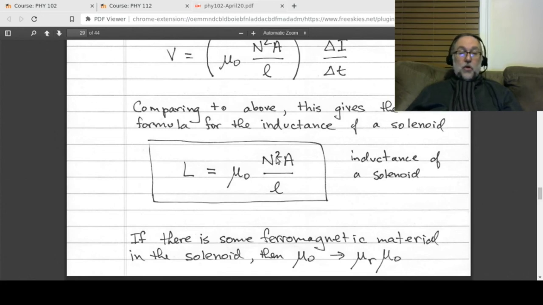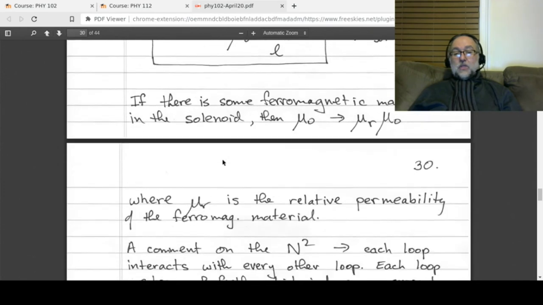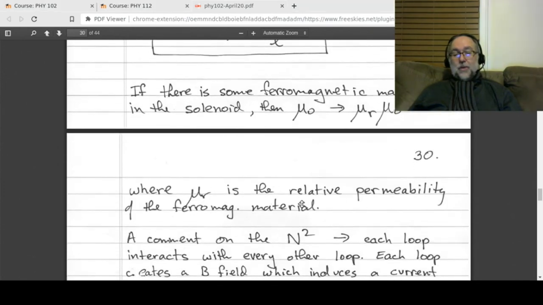But remember, with a solenoid, you can actually put a ferromagnetic core in the middle of it, and if you do, you change that mu naught, you enhance the mu naught. So if there's a ferromagnetic material inside the solenoid, you replace the mu naught with mu r times mu naught, where this mu r is just known as the relative permeability of the ferromagnetic material. We saw a problem like that before, okay? And we're actually going to use the same ferrite material with a mu r of 2,300. It's basically the enhancement of the permeability because of the presence of the ferromagnetic material, okay?